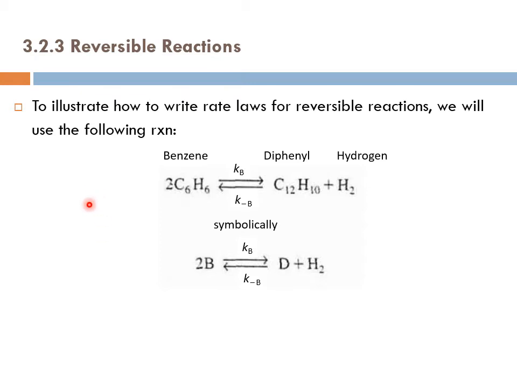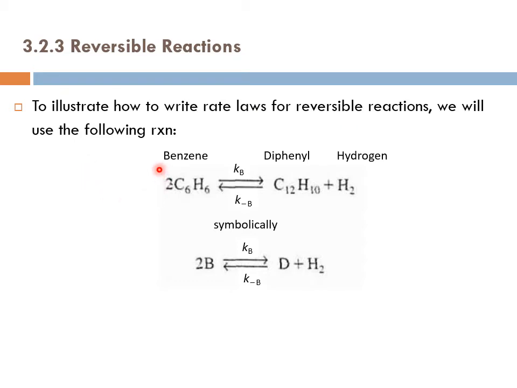Okay, so I assume you already know how to write rate laws for irreversible reactions, whether they are elementary or non-elementary. But of course, you should be given enough information to decide on that. Let's now concentrate on writing the rate law for reversible reactions. To illustrate how to write rate laws for reversible reactions, we will use the following reaction.